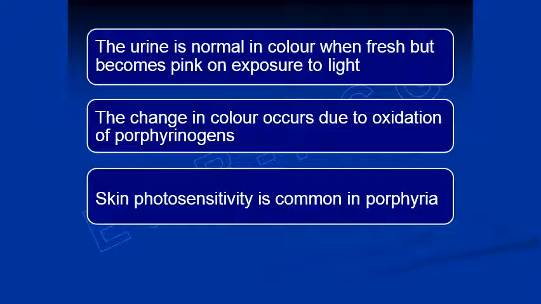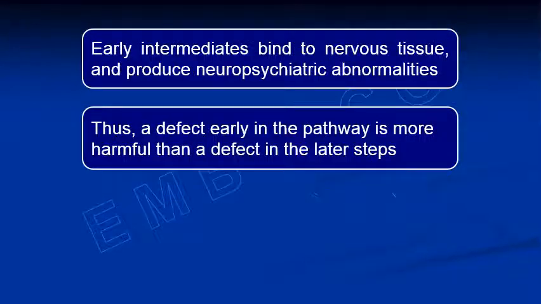The intermediates, as we have just seen, are the reason why these symptoms are appearing, because there is no enzyme, so there will be accumulation of intermediates. If the intermediates are in the early phase of the synthetic pathway, they will cause more problems or more severity compared to late intermediates, which are produced in the late stages of the synthetic pathway. Because why? Because early intermediates are known to cause damage to the nervous tissues, so they will have neuropsychiatric abnormalities.